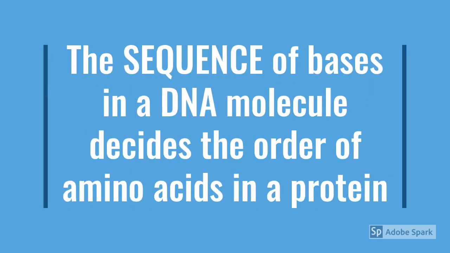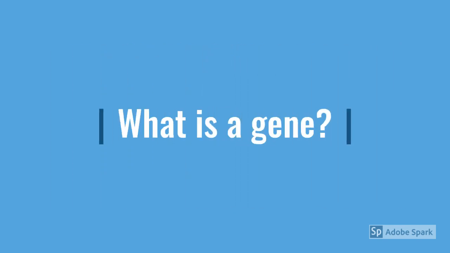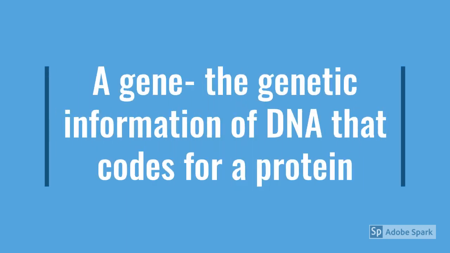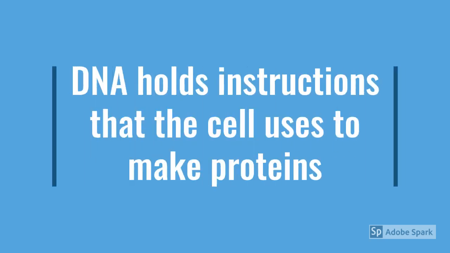The sequence of bases in DNA decides the order of amino acids in a protein. This in turn decides the type of protein made and its function. This might seem a little confusing, but it will all make sense soon. Before we move on to more about proteins, let's talk a little bit about genes. You've heard the word gene thrown about a lot, I'm guessing. But what actually is a gene? Well, a gene is a sequence of bases, also known as genetic information, that codes for a protein. Remember how I said previously that DNA had instructions that the cell uses to make proteins? Well, that is through the sequence of bases.